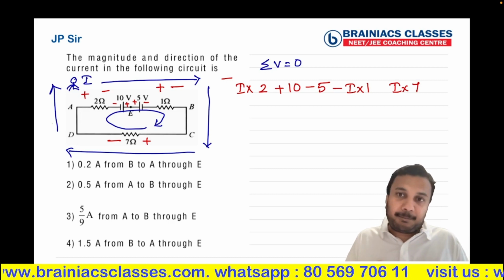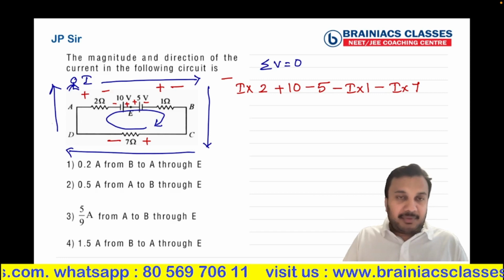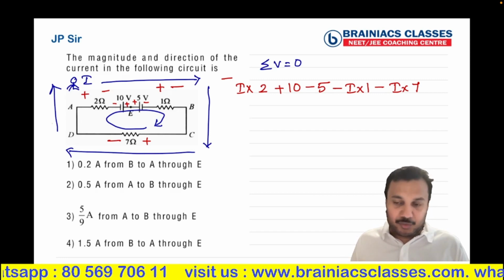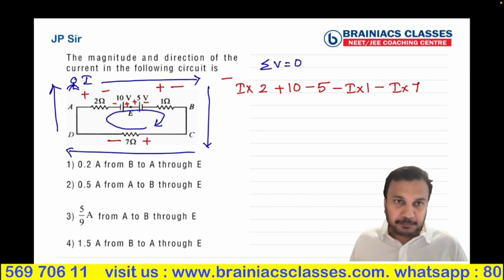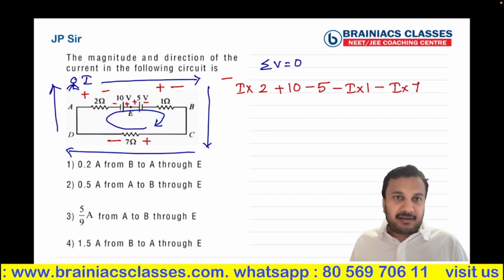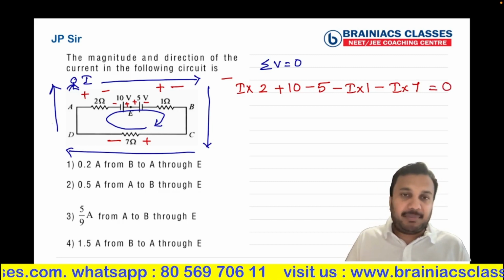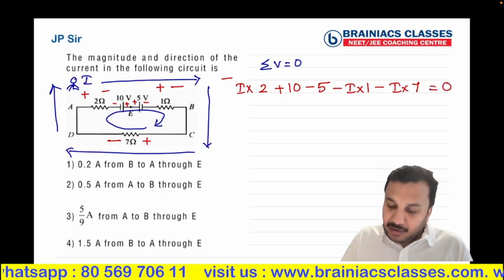But we are going from plus to minus. Plus and minus decreasing. So all elements are covered, 3 resistances. We have 3 resistances: 2 ohm is one resistor, a 10 volt and 5 volt battery, 1 ohm, 7 ohm. So total voltage equals 0. We applied this formula.